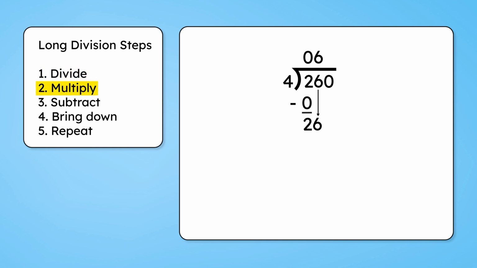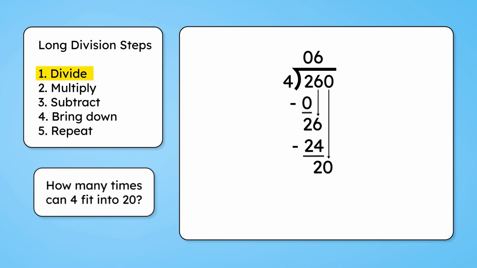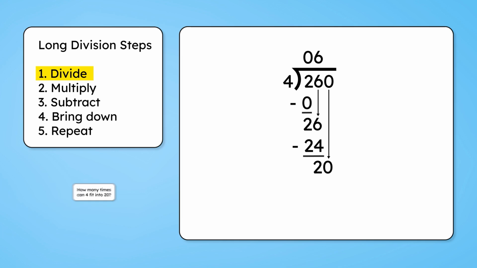Step 2, multiply. Multiply the 6 in the quotient by the divisor, 4. 6 times 4 equals 24, which we'll record under the 26 in the dividend. Then step 3, subtract. 26 minus 24 equals 2. Step 4, bring down the next digit of the dividend in line with the 2 we had left over after subtracting. And step 5, repeat! How many times can 4 fit into 20? It fits 5 times. Record the 5 in the ones place of the quotient.